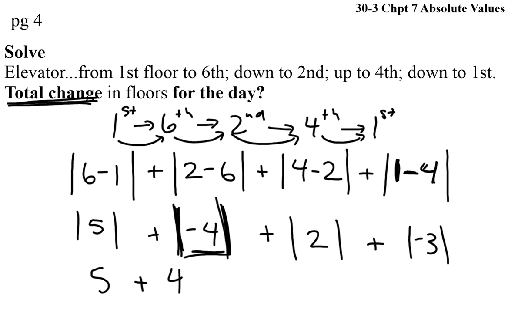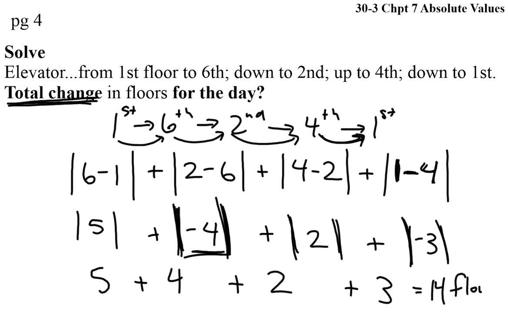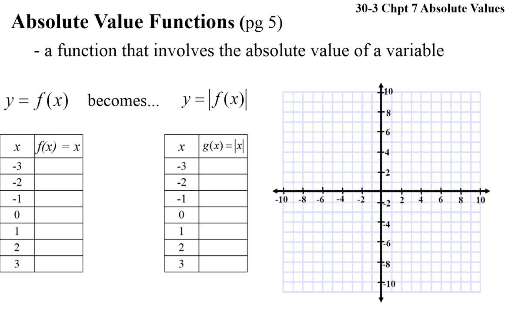Then he went up 2. Don't really care that it was a positive 2. It was just a total of 2. And the last one was down 3, but we just want to know that it was a change of 3. So the total amount of floors, if Wesley kept track of it on a given day, would have been a floor change of 14 floors total change on that day. So absolute values represent a total of something, direction's not important. So that's sort of your introduction to absolutes.